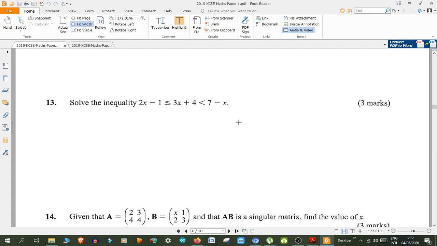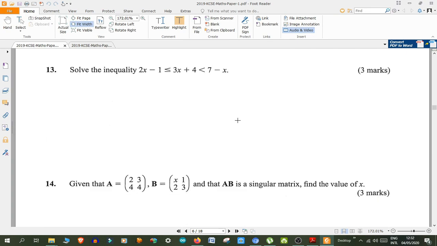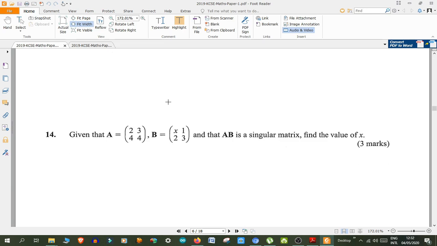So question 13. Solve the inequality 2x minus 1 is less than or equal to 3x plus 4 less than 7 minus x. So this is not simultaneous, this is linear inequalities. We're coming maybe much later to simultaneous. So this is a question in Form 2 under linear inequality. You're supposed to split them to get two inequalities and then solve them to get the integral values of x.